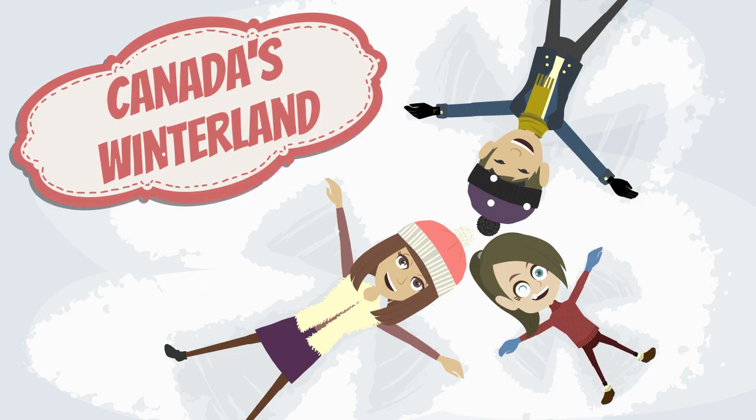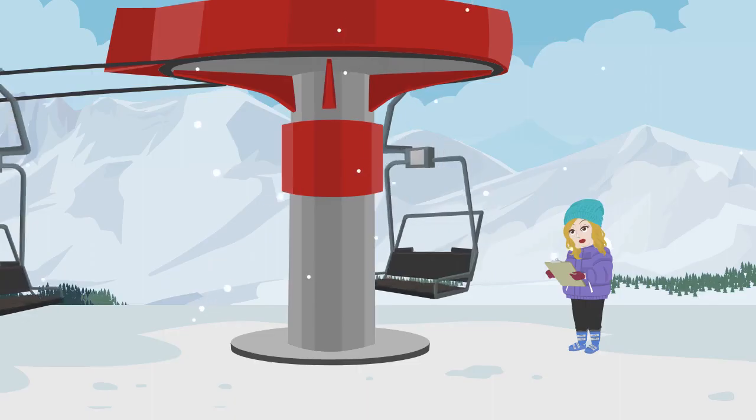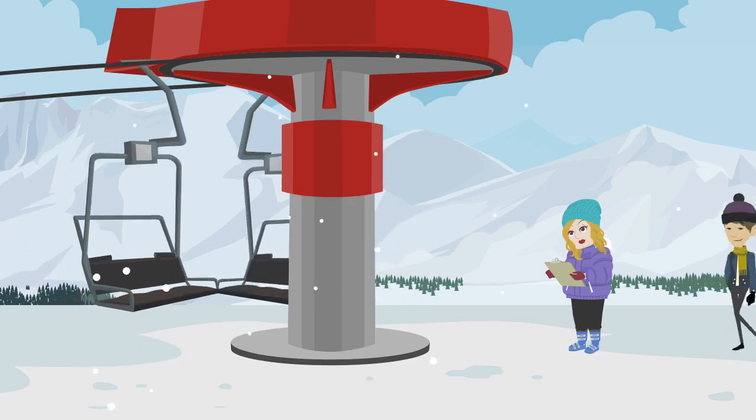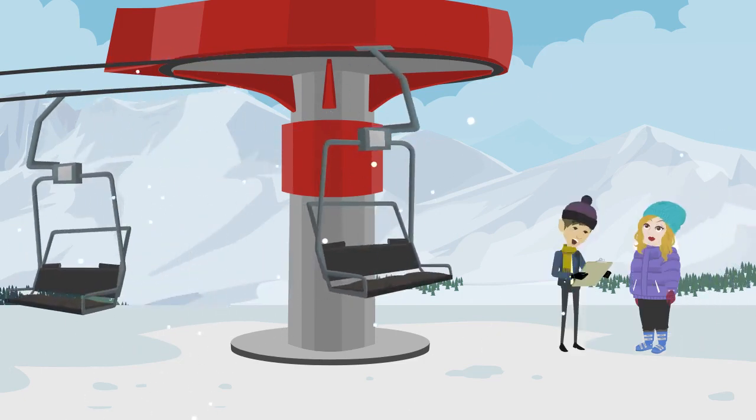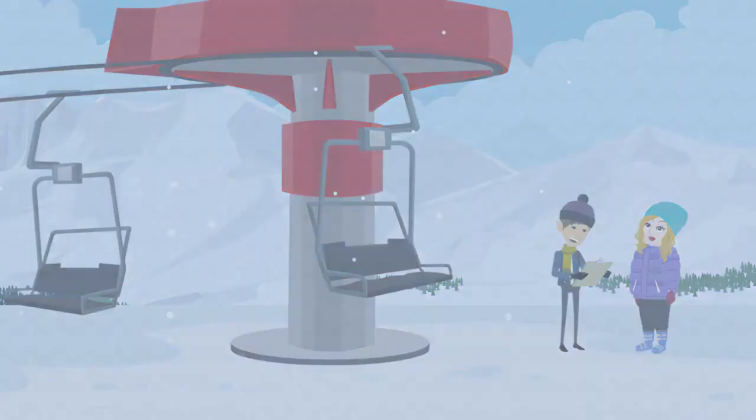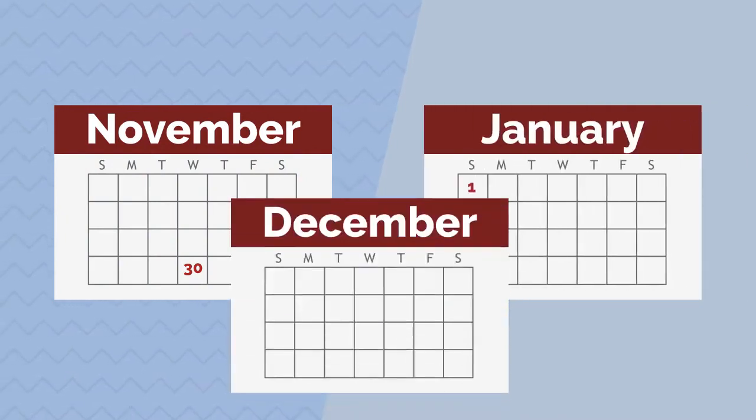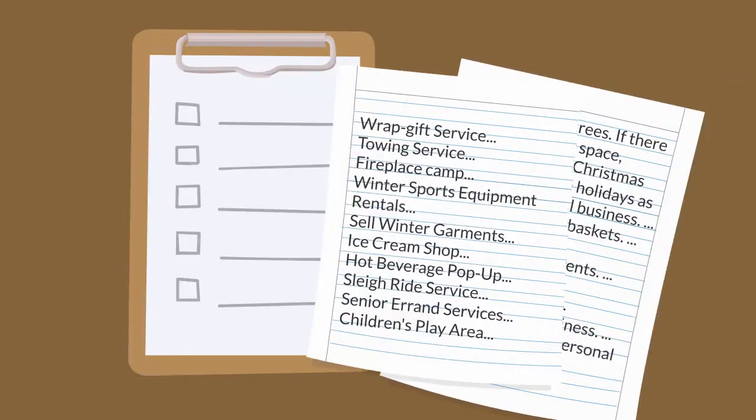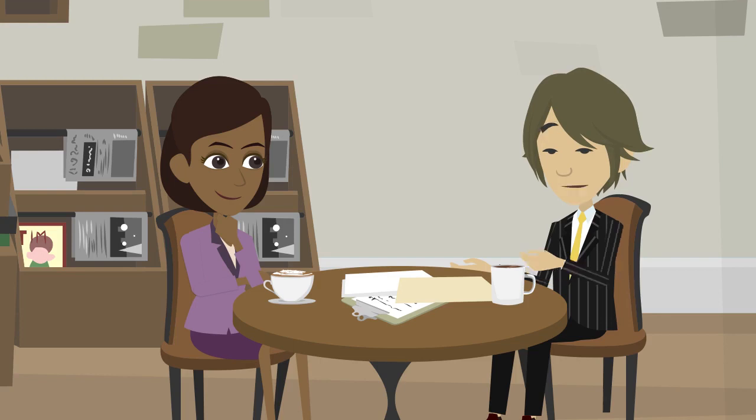Canada's Winterland is gearing up for a new season of fun and excitement for families. To prepare for this year's grand opening, the amusement park must undergo its annual maintenance and start selling tickets for the big day. It's currently November 30th, and they are opening their doors on January 1st, giving them 1 whole month to get everything in order.